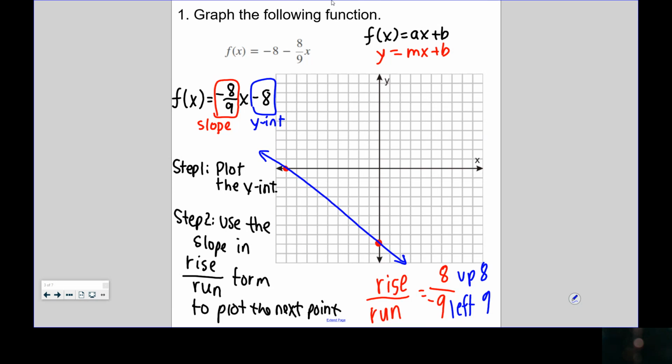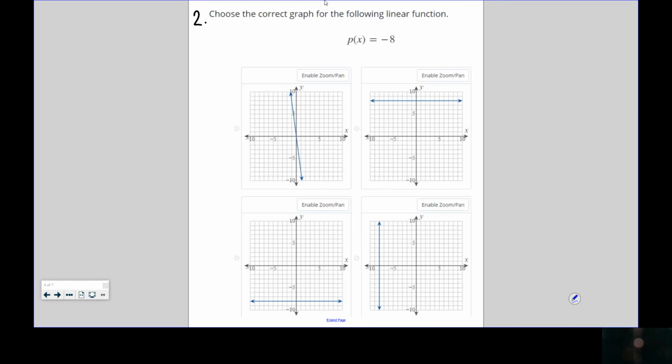All right, so sometimes if you have a negative slope, you may have to switch around the negative to make it to where your point will be on the graph. So just keep that in mind. Also keep in mind, on the test, this would be like a multiple choice type question. All right, let's look at the next one.